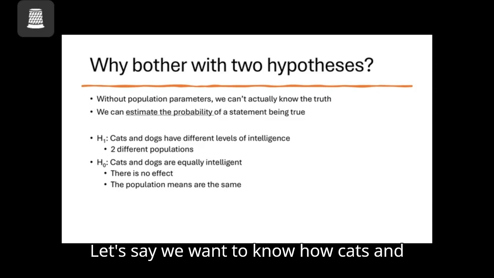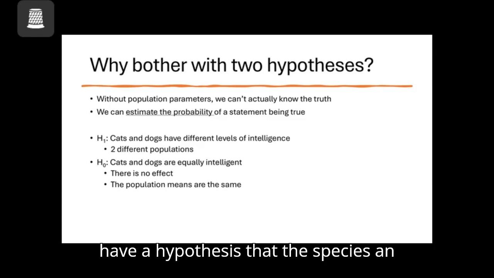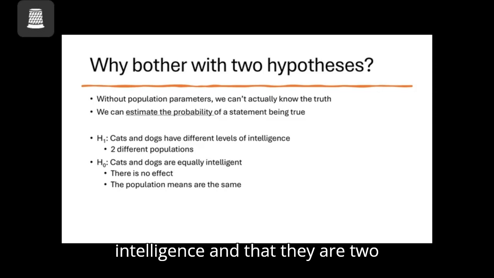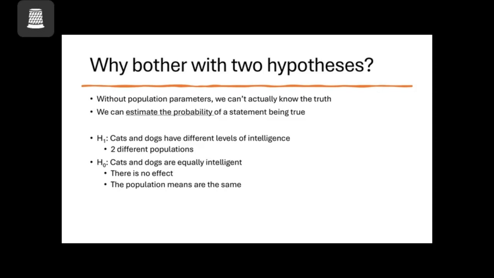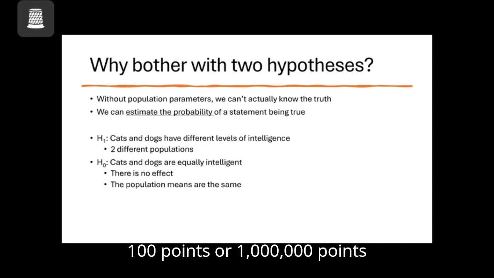But to do that, we need to have a value to compare it to. Let's say we want to know how cats and dogs compare intelligence wise. You might have a hypothesis that the species an animal is has an effect on their intelligence and that they are two different populations. So, cats and dogs are different populations, with different distributions in terms of intelligence. But in order to test that mathematically, you need a value to compare it to. So you need to say that cats are 1 point or 100 points or 1 million points smarter or dumber than dogs. You would have to test every possible iteration.